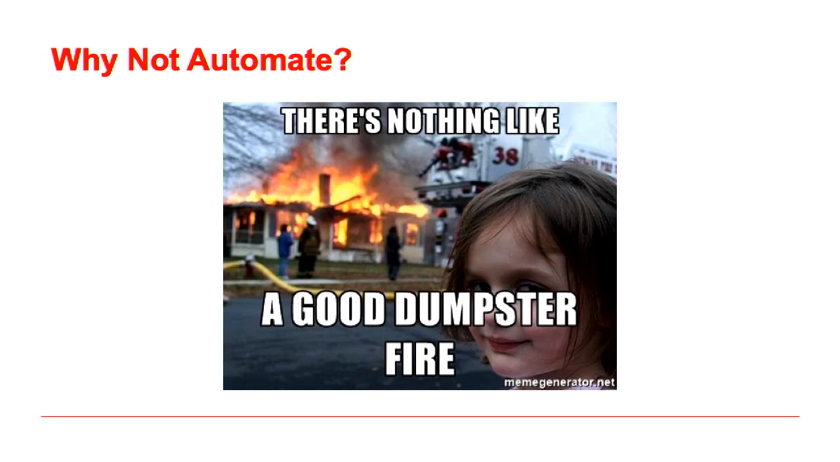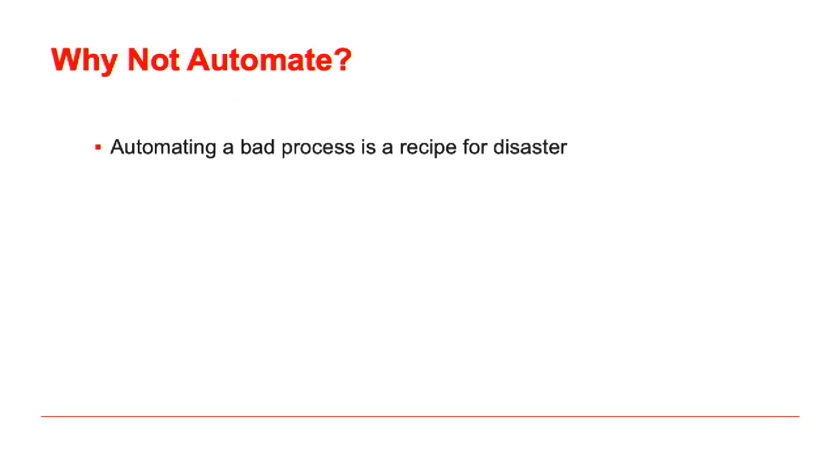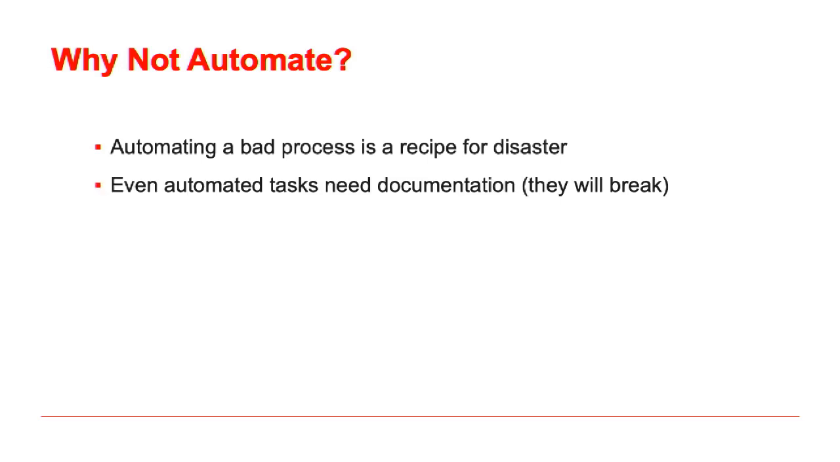Okay, so why would we not automate something? Well, we've all probably seen the result of some bad automation, right? So, a couple of reasons. Number one, automating a bad process is a recipe for disaster. If a process doesn't work very well, you probably don't want to automate that, because you're probably just going to produce the same bad results quicker. So, not a good idea.